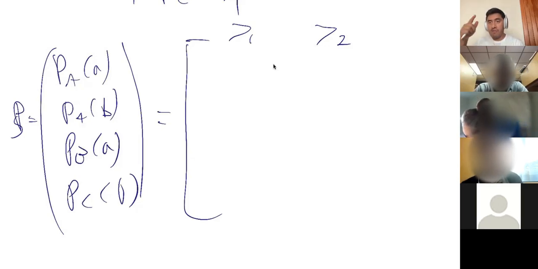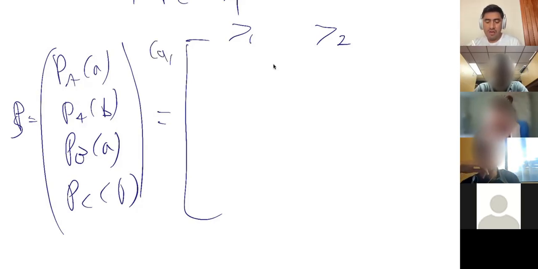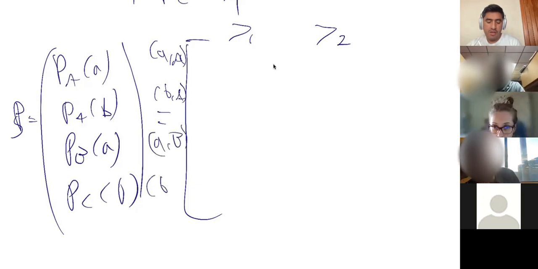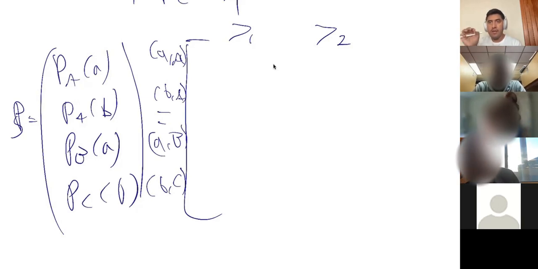What I'm gonna do is define the columns as follows. The columns will be the sequence of (a, A), (b, A), (a, B), and (b, C). So the rows of this matrix are just the pairs of alternative and menu: the first row being small a in capital A, the second row being small b in capital A, the third row being small a in capital B, and the fourth row being small b in capital C. Remember, B and C are just the singletons, right?